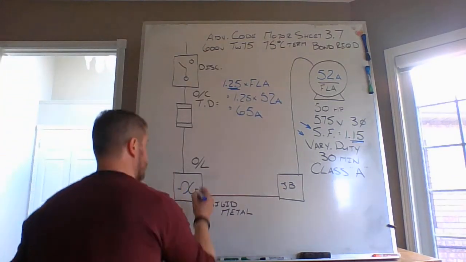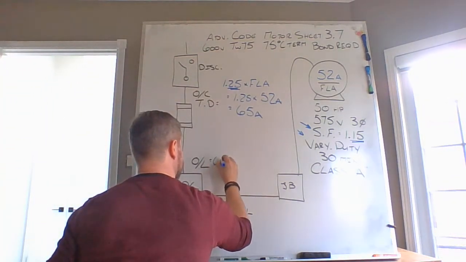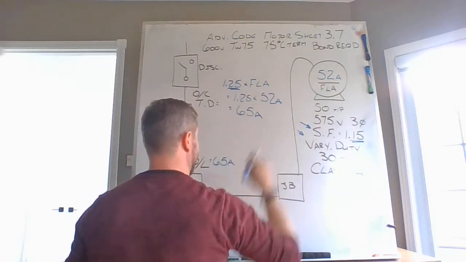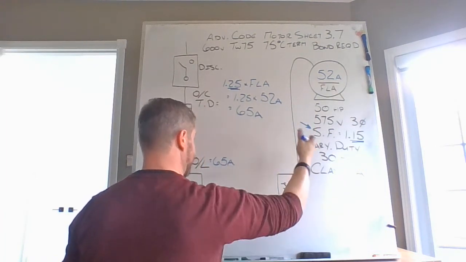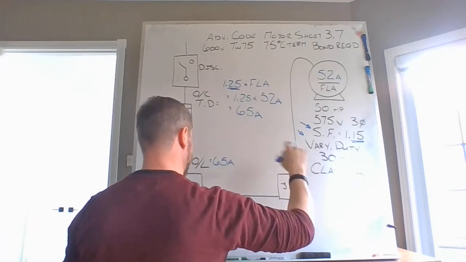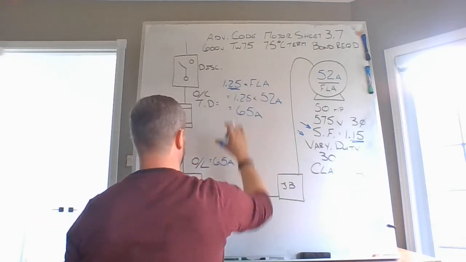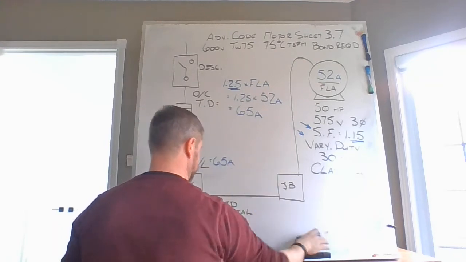Okay, so my overload setting, 65 amps. 50 horse, 575 volt, 3-phase, service factor 1.15, varying duty 30-minute class A. Got it. Overload is going to be set at 65 amps.